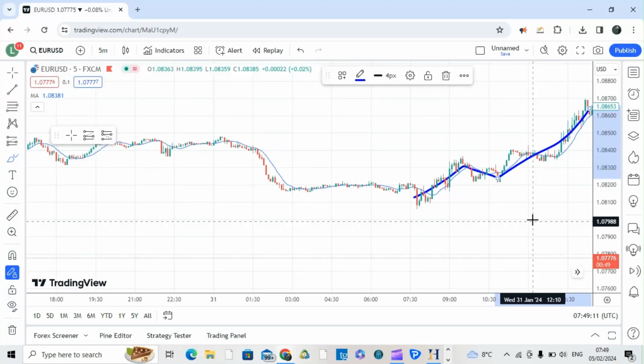So today we're gonna be identifying what a trend is in the markets when you're trading. So how can you identify a trend? How do you know when the market's trending? Like how can you identify when the market's trending?